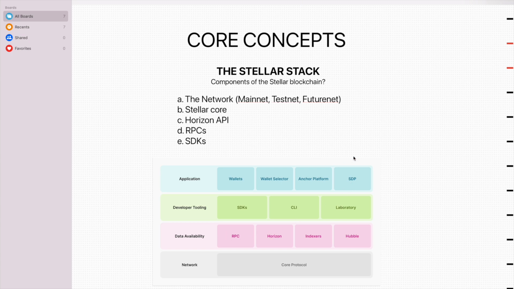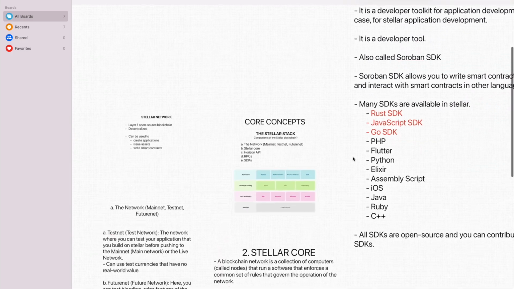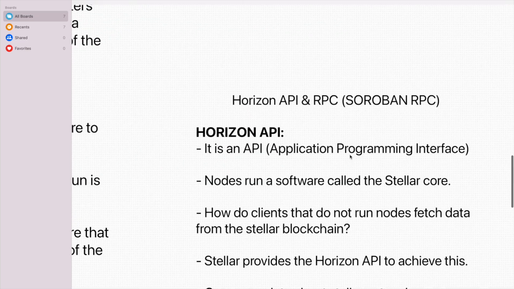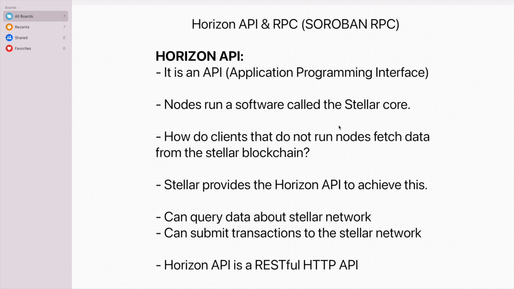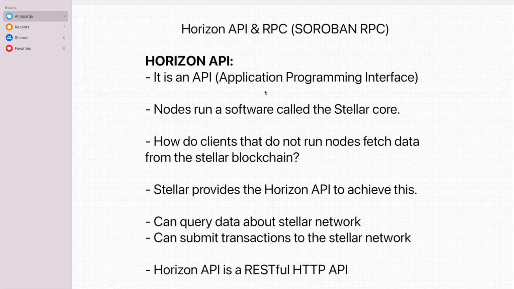So for the Horizon API, we know that an API is basically an application programming interface. And what does that mean? It's simply an interface for you to be able to interact with another entity. You have an entity somewhere, a computer, a software, anything. An application programming interface is that medium that allows you to interact with another entity elsewhere. So in this case, Stellar provides us an API that we can use on the network.